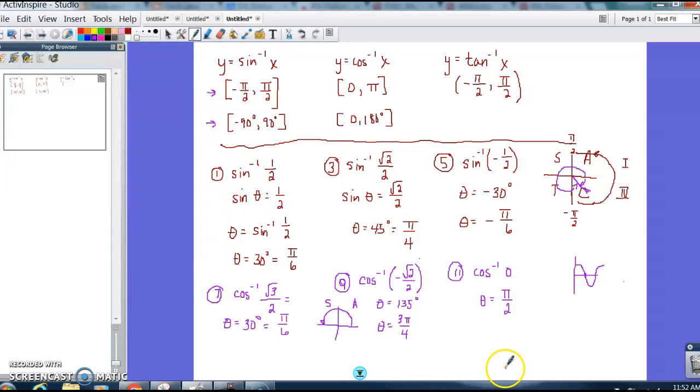So you can do all of the problems in your calculator, but I just want to show you what it is you're actually finding there. So hopefully that helps, and that'll help you finish the rest of that assignment out.